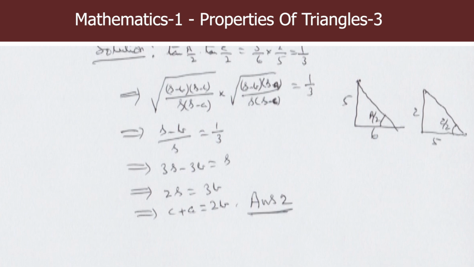So if you simplify it, the common terms will cancel. So (s minus b)/s is equal to 1/3, or 3s minus 3b is equal to s. 2s is equal to 3b. 2s means a plus b plus c. But here 3b, 1b will cancel. So c plus a is equal to 2b. So those sides are in arithmetic progression. But what you asked is the relation between the sides, so 2b is equal to c plus a. So the correct option is option number 2.